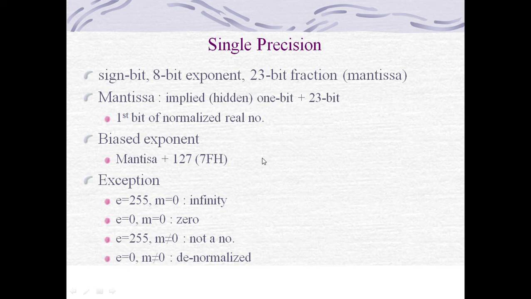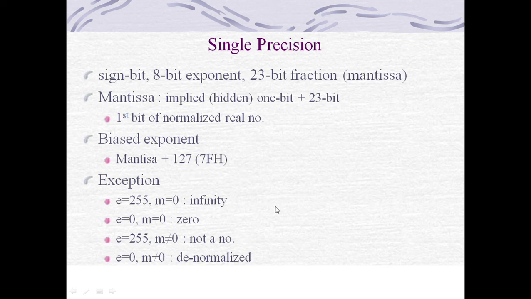This is normally the first bit of a normalized real number, and the exponent is stored as a biased exponent, which means that the exponent is added with 7Fh, which is the number 127 in decimal. So here we have a typo. This is not mantissa, but the exponent. The 8-bit exponent plus 127 is always added, and the result is then stored in memory.